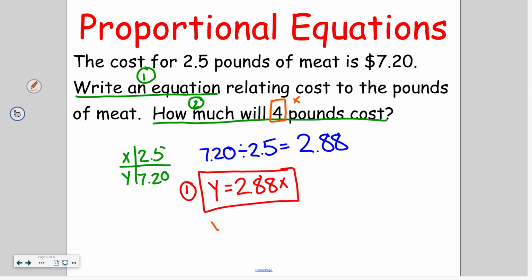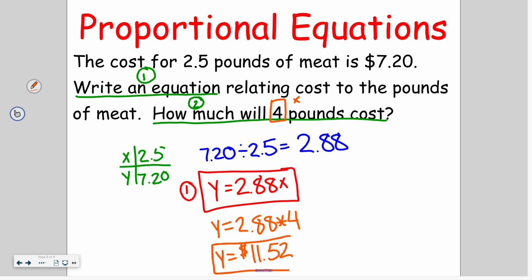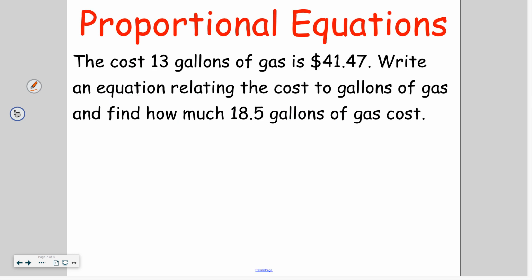So I've got y is equal to 2.88 times 4. And when I do that, I end up with an answer of y equals $11.52. Again, because it's a word problem, you need to make sure you include that label. And this would be the answer to part 2 of that problem. Go ahead and pause your video and try this one on your own.